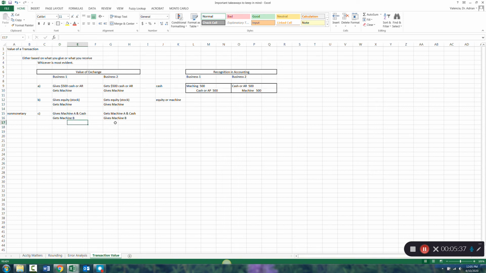So this is one of those scenarios where you have to determine as well what the value of the exchange is. And again, simple. You either base it on what you give or what you receive, whichever is most evident. So I know that the cash component is easy to value. So just for the heck of it, let's say this is $100 of cash.